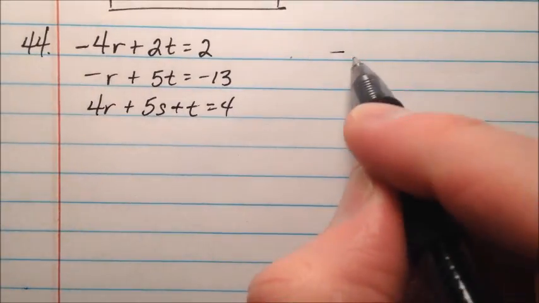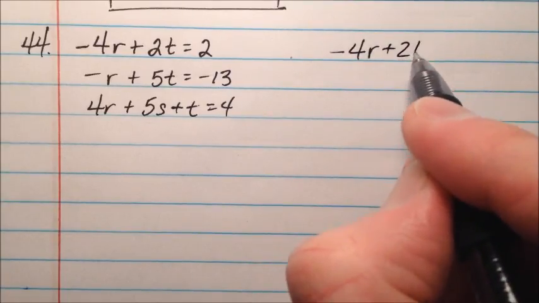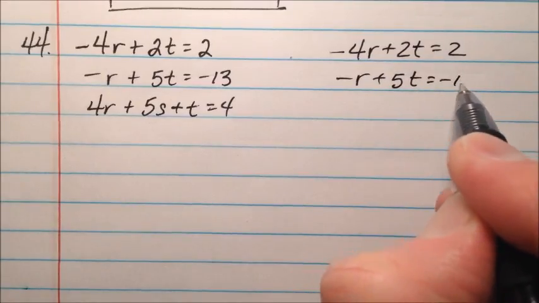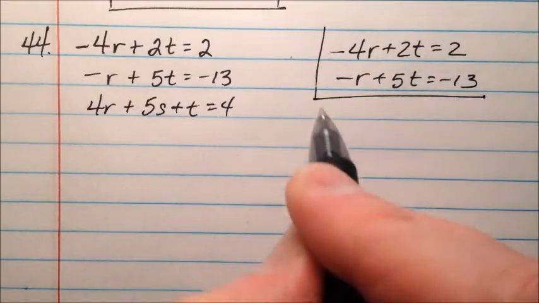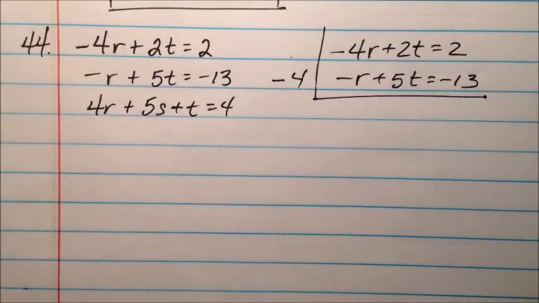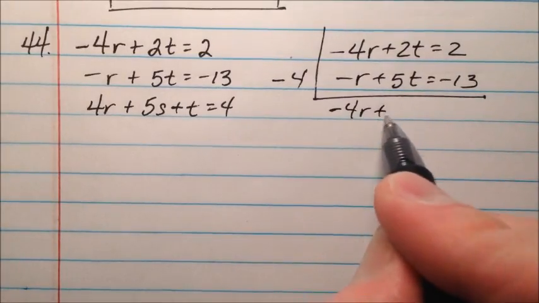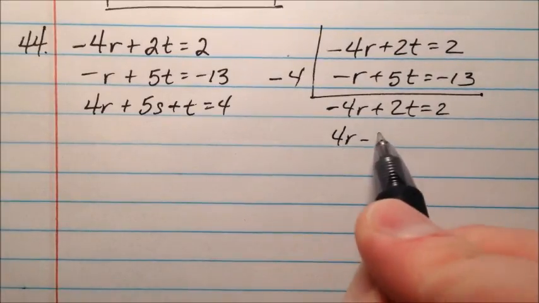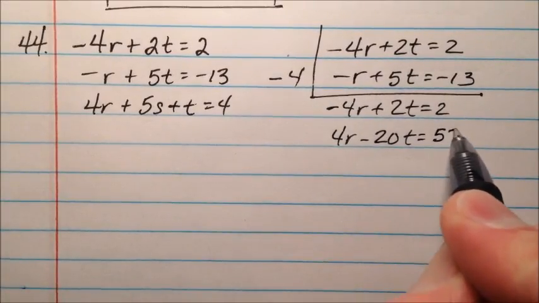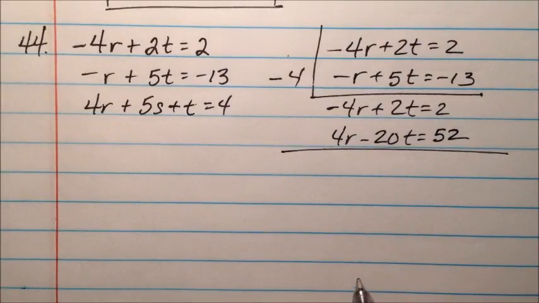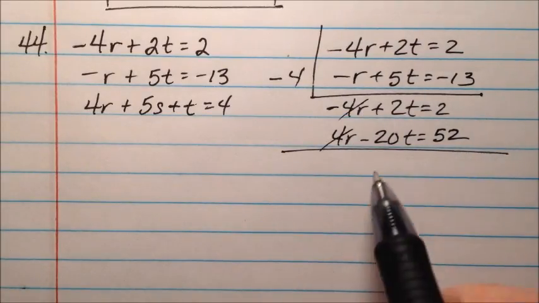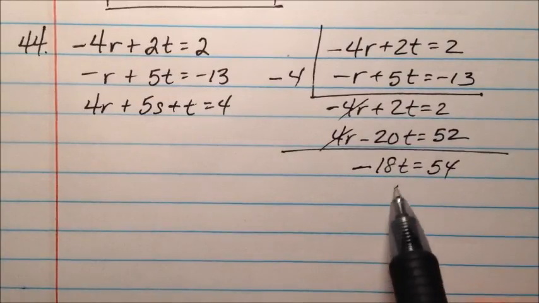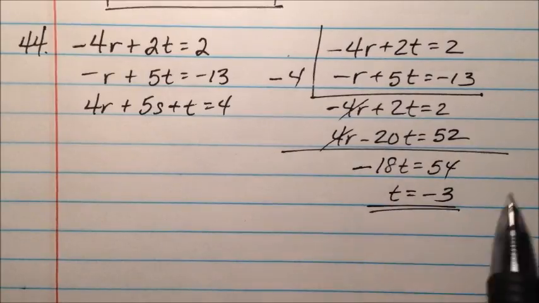So I'm going to rewrite these first two equations, and then it looks like we could probably easily solve for T by eliminating R. So let's multiply by negative 4 down there, so we'll rewrite the first equation. And then I'll multiply through, so 4r minus 20t equals 52. Okay, so my r's go away, so I have negative 18t equals 54, so t should equal negative 3.